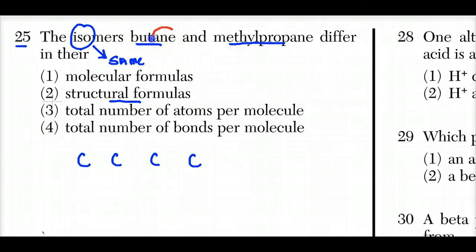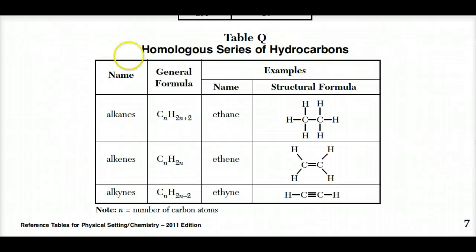And I hear the "ane" part of butane. The "ane" tells me there's single bonds between the carbons. And if you need to know where that is to find the piece of information, if you did not know, here it is. In table Q, alkanes have single bonds between the carbons.